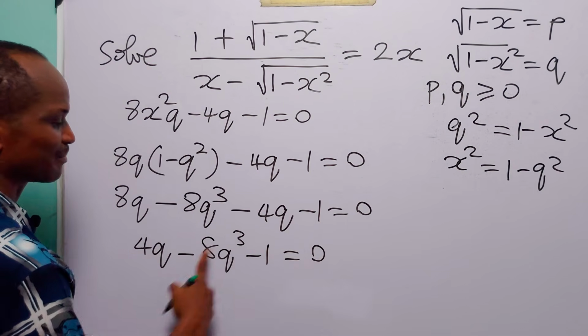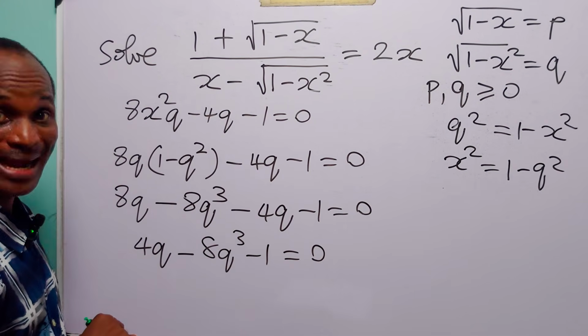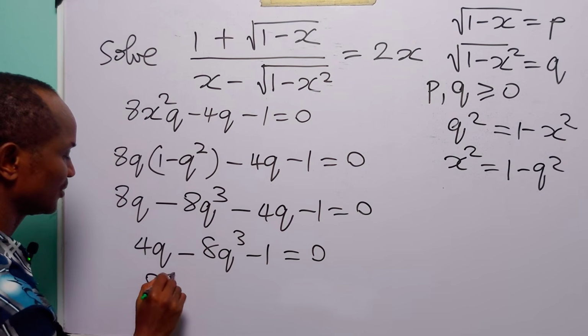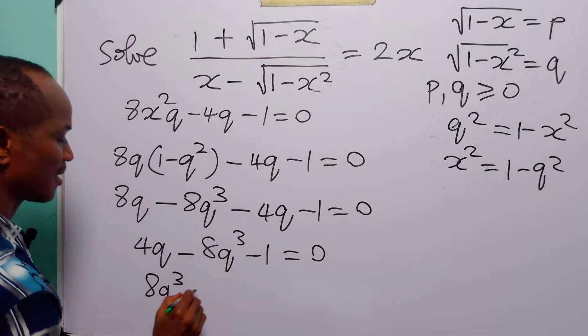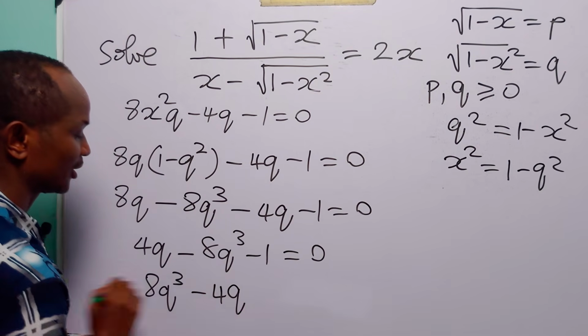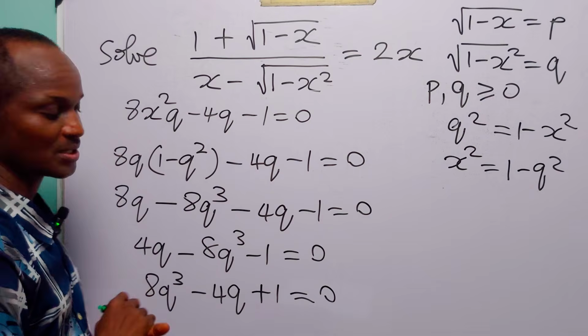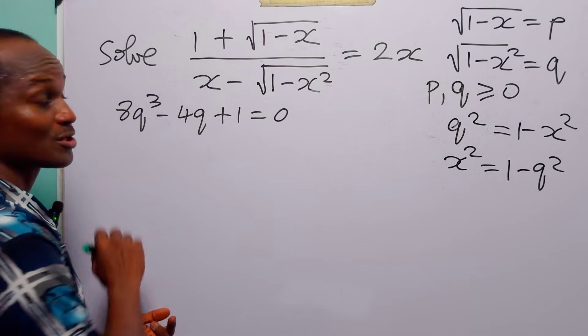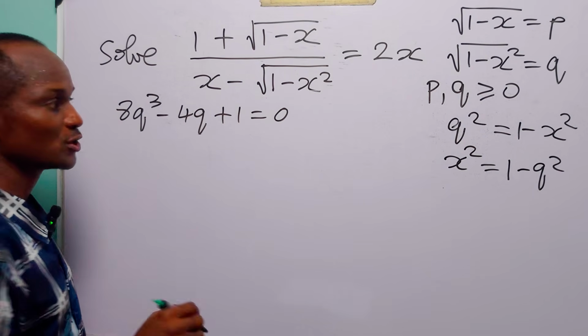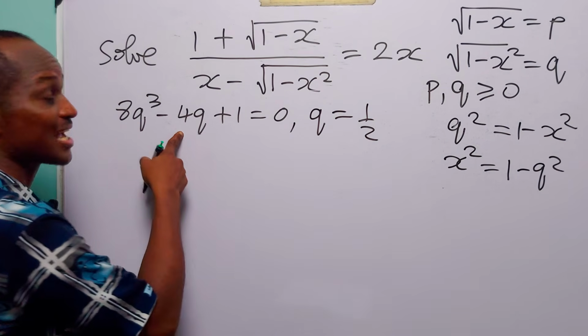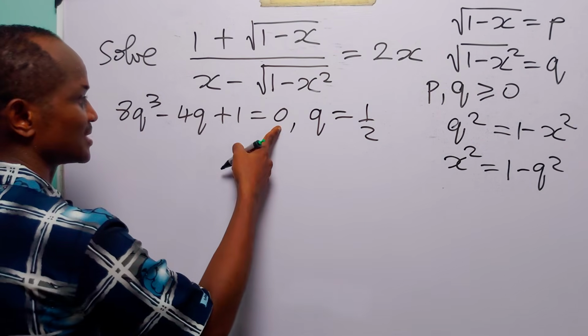Now, when we multiply both sides of this equation by minus 1, we have that 8q cubed minus 4q plus 1 is equal to 0. Now, let us look at this cubic equation. Notice that when q is equal to half, then the left-hand side will be equal to 0.